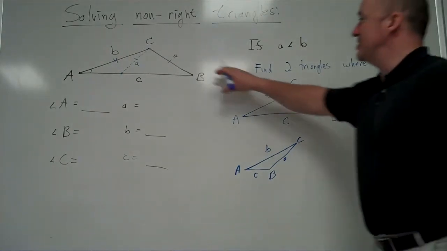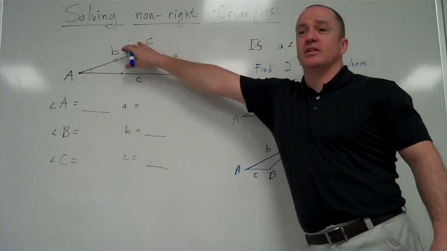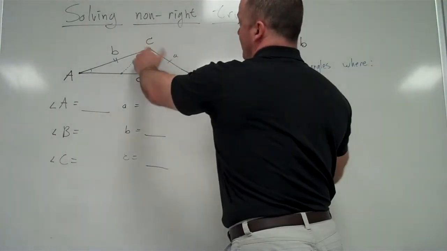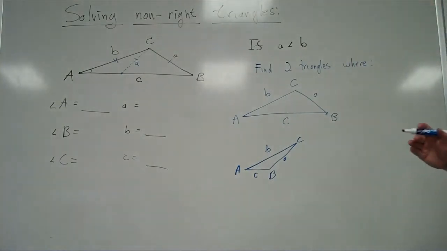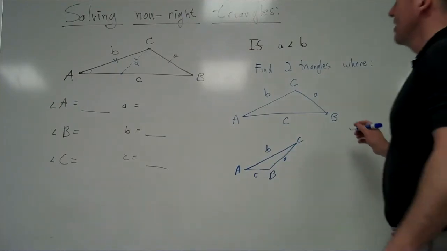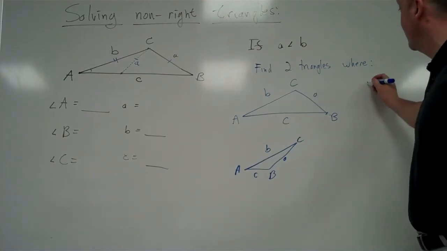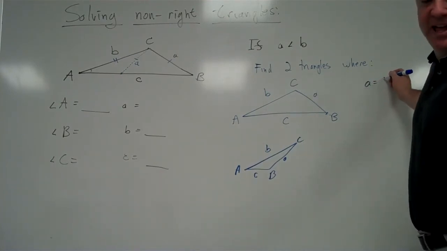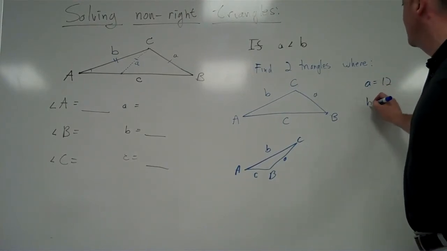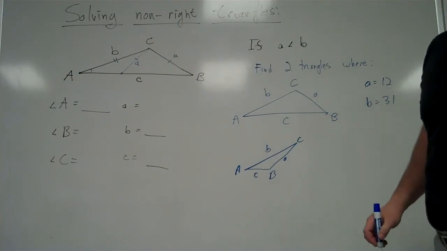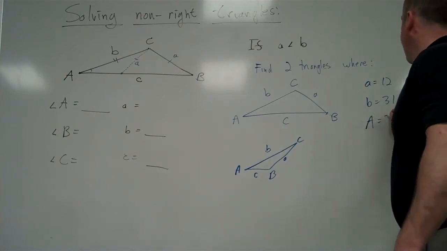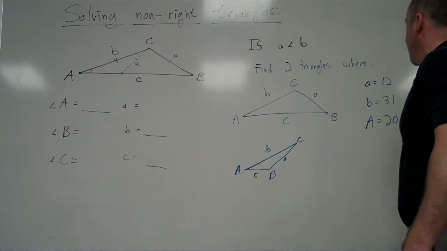And this only happens if this side length is less than this one. If this side is longer, then that can't happen that way. We'll talk about that a little more tomorrow. But the two sides here... does the book do it that way? No. Okay, I gotta change this a little bit. I want to talk about when A equals 12. Okay, that actually works. B equals 31. And angle A equals 20.5 degrees.